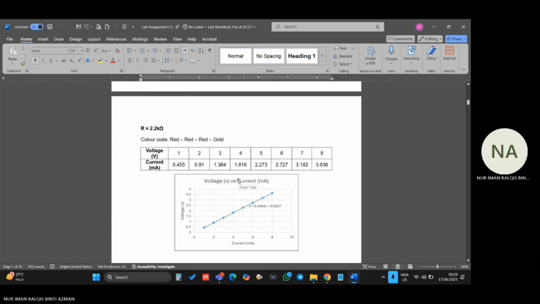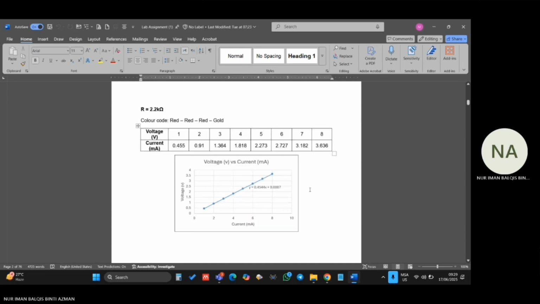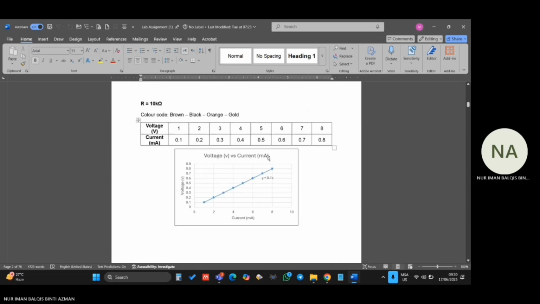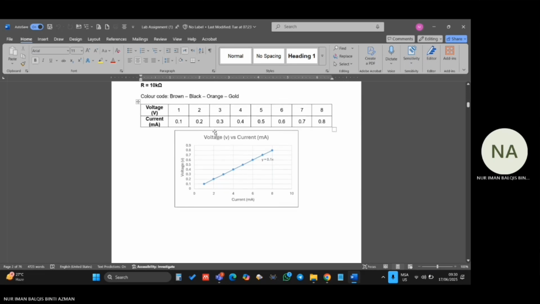Next, for the 2.2 kilo ohms resistor with the red gold color code, the current increased linearly from 0.455 milliamperes to 3.636 milliamperes as voltage increased from 1 volt to 8 volt. And lastly, for the 10 kilo ohm resistor, the color code was brown, black, orange, and gold. The current values were small but still followed a linear trend from 0.1 milliampere to 0.8 milliamperes. And this is the graph for all the values.